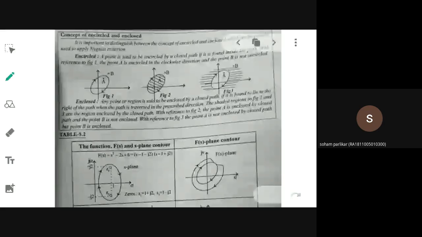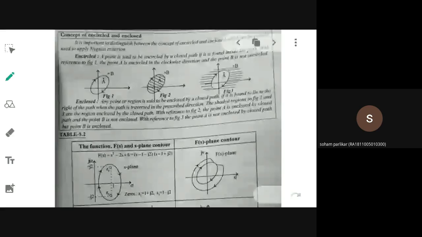Then the next thing you need to know is the difference between points that are enclosed and points that are encircled. Okay, wait, the pages are taking a long time to load. Now there are three sets of diagrams here. If you see the first diagram, how many points are marked here?